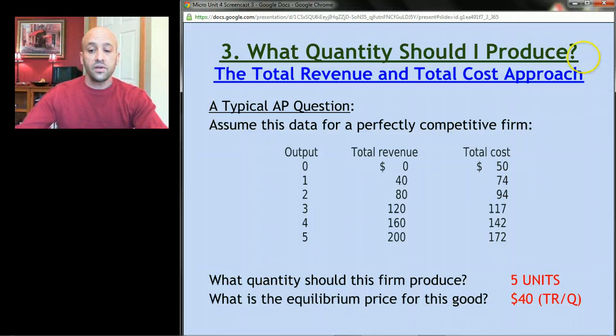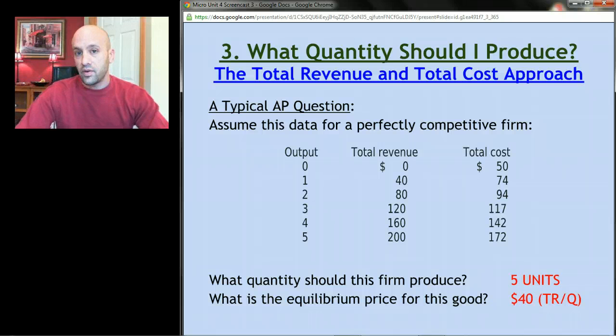To figure out this answer, you would take the total revenue number for each quantity and subtract from it the total cost number. At an output of 0, profit would be negative 50. At an output of 1, profit would be 40 minus 74, and so on. And in this table, the greatest profit would happen at 5 units, 200 minus 172.